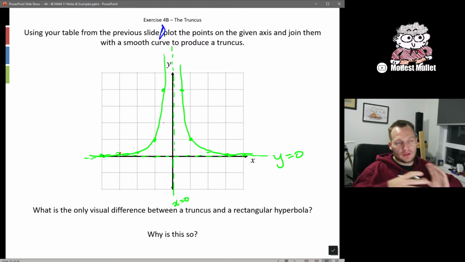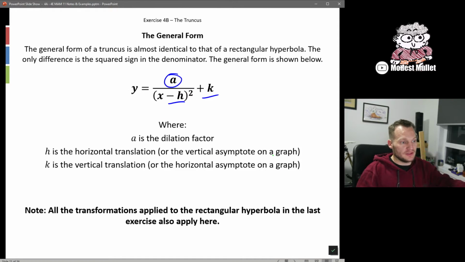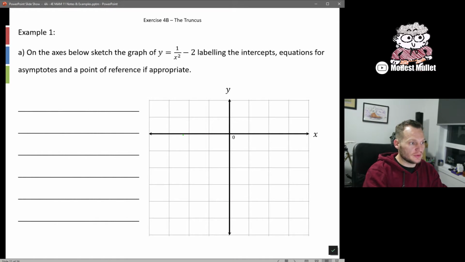So note, when we start translating in this general form here, just like with the hyperbola, think of moving the whole thing left, right, or up and down. And we'll look at some examples. On the axis below, sketch the graph of y equals 1 on x squared minus 2, labeling the intercepts, equations for the asymptotes and a point of reference if appropriate.